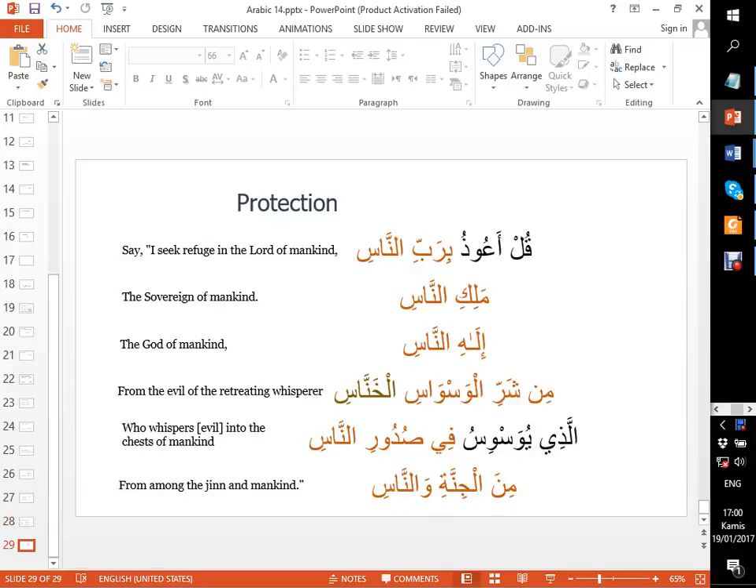And the second one is also protection, because the first word is qul. Remember the qul. Qul is something that you say because of the command, because it is something that, like it or not, you should say. Qul a'udhu is to seek refuge, to seek a shelter, a refuge, and you just say: bi Rabbin Nas.